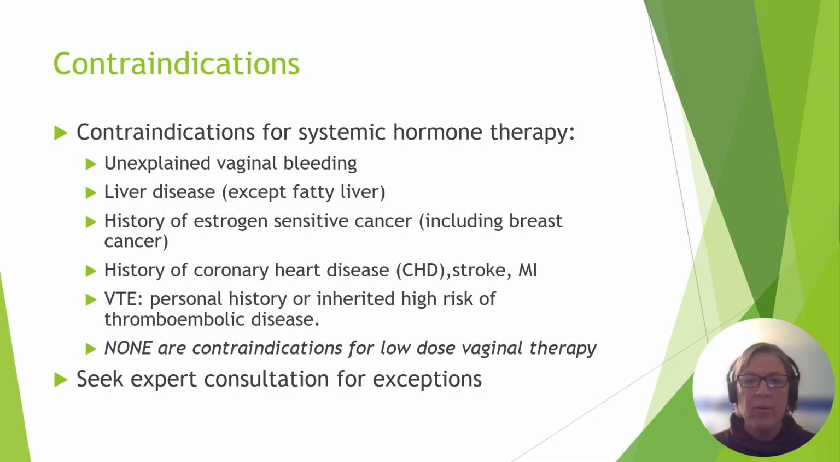Contraindications for systemic therapy include any unexplained vaginal bleeding. That's going to require a workup. Liver disease, which does not count fatty liver. If they have fatty liver but their liver enzymes are pretty normal, it's okay. Any history of estrogen-sensitive cancer, including breast cancer. A personal history of coronary heart disease, so a stroke or an MI. Any personal history or inherited high risk of thromboembolic disease.